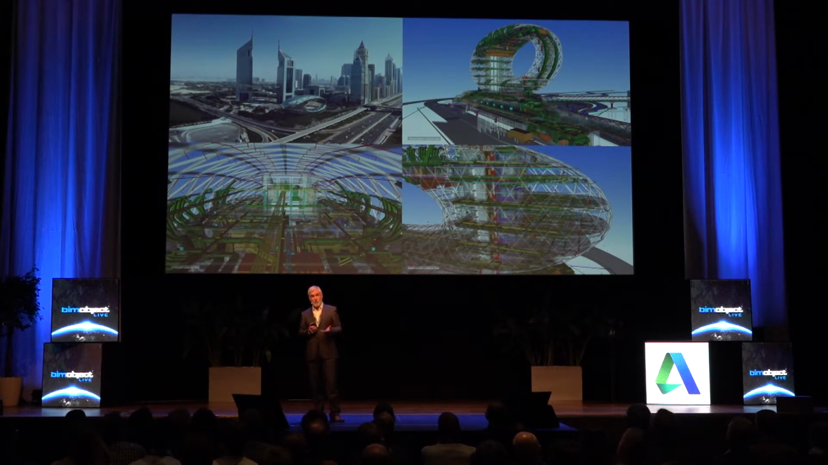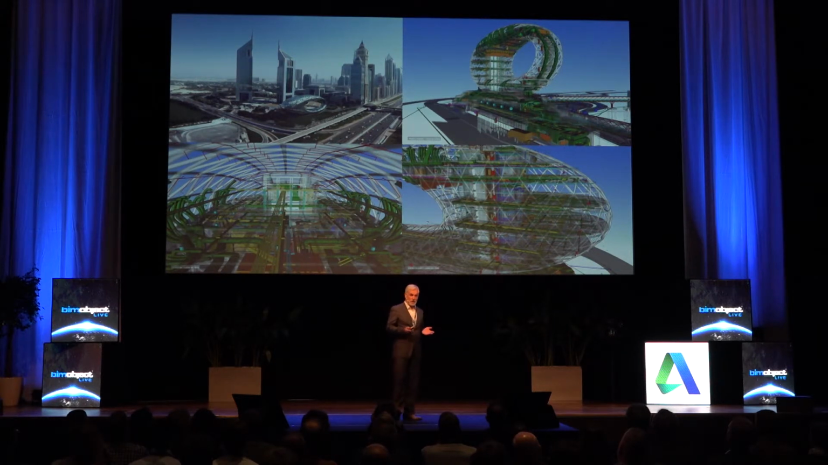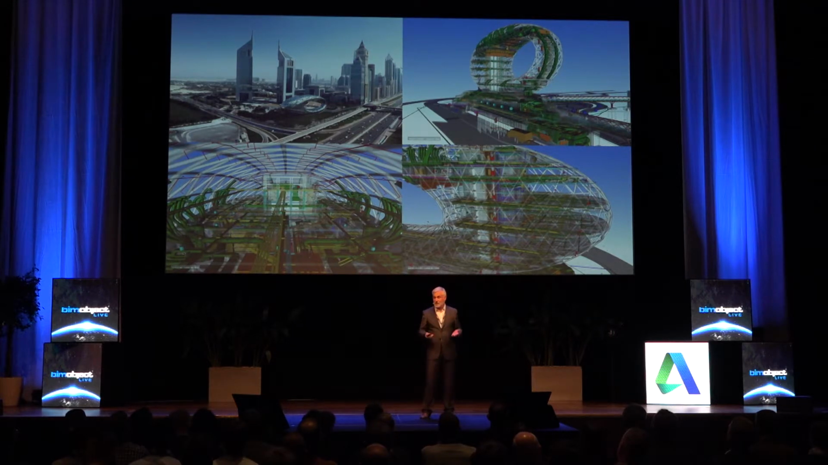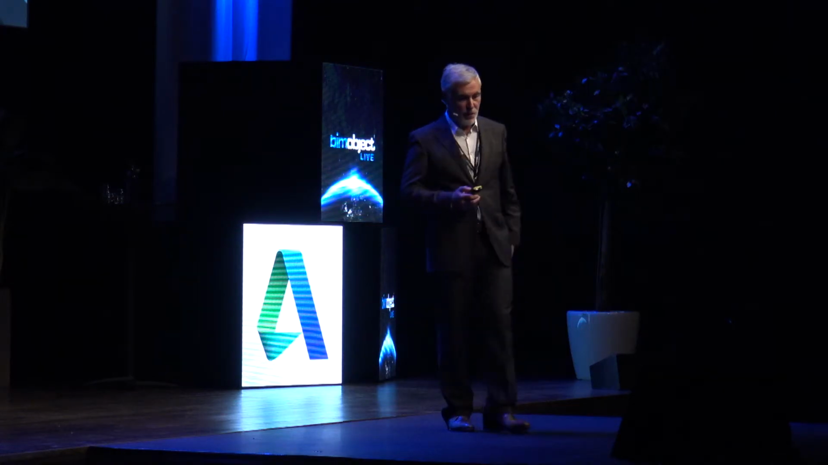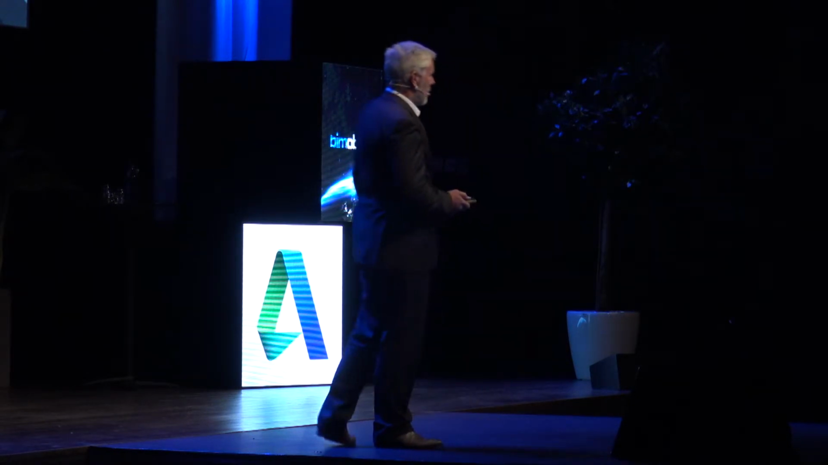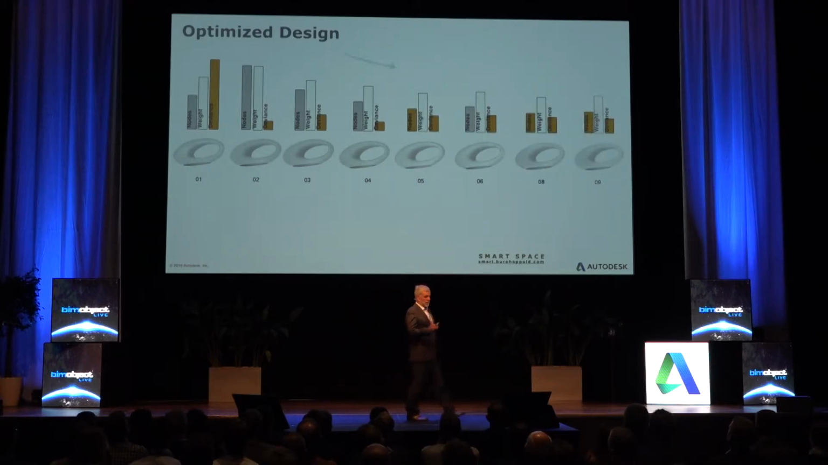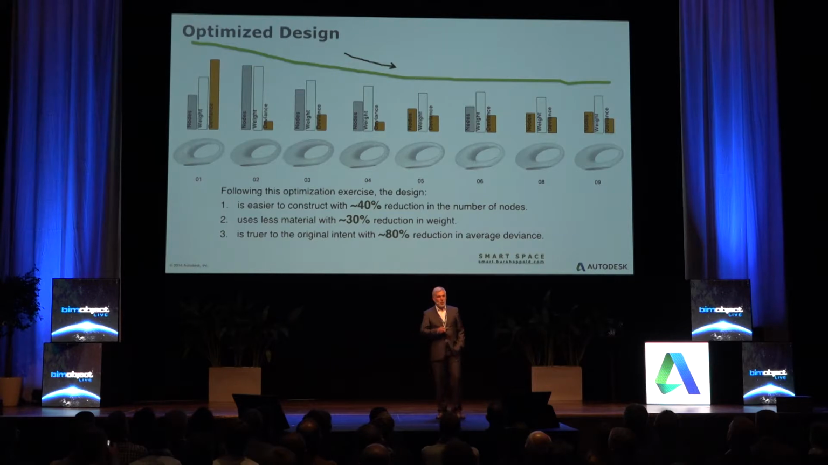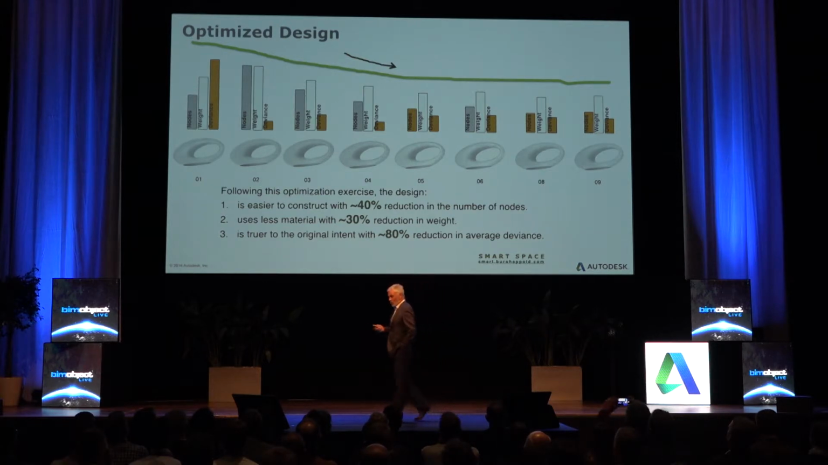And to make it buildable, to make it constructible, we need to structure it somehow. We need to polygonize it somehow. We need to define the nodes. We need to define how we apply structural analysis, what material we use, and so forth. So what happened with generative design, Bureau Hubbell, a customer of ours, used Dynamo, which is directly linked to Revit, to optimize this. And what they achieved was they were able to reduce the number of nodes by 40%, which makes it much easier to construct.